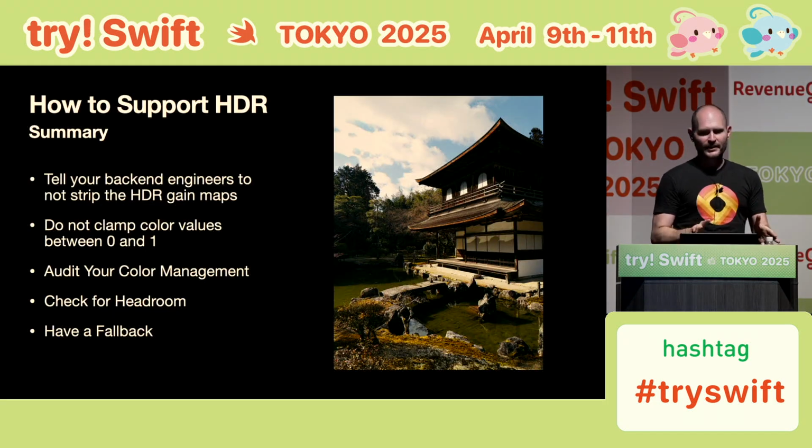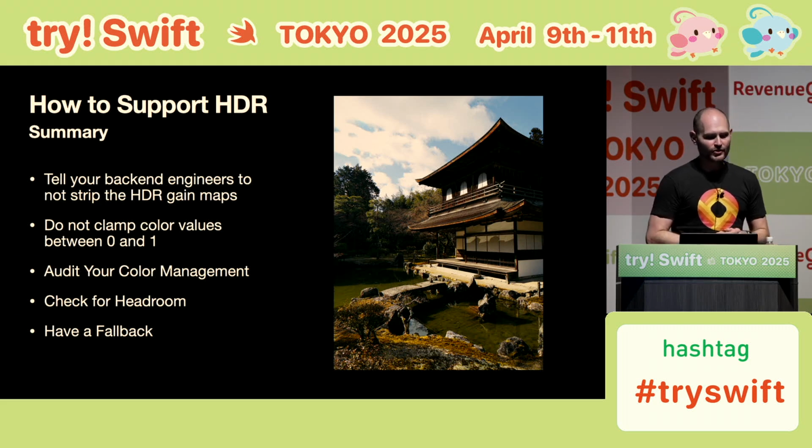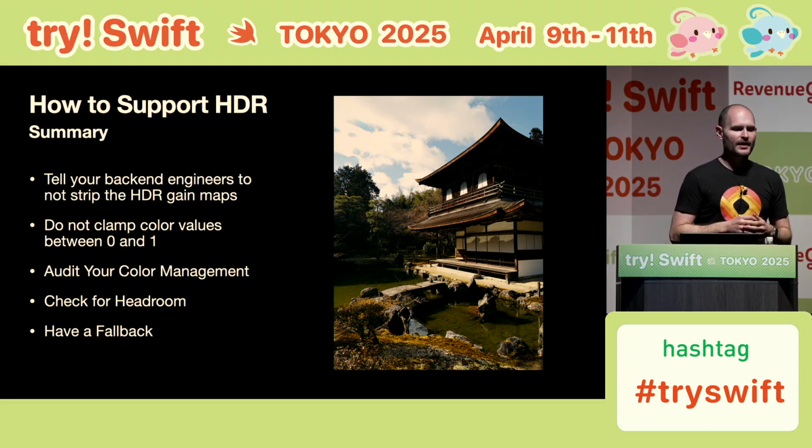And finally, to summarize, you're going to want to have difficult conversations with your back-end engineers about how to properly handle HDR gain maps. If you are currently clamping values between 0 and 1, you're going to want to cut that out unless you want to turn off HDR. You'll want to audit your color management and check for headroom, and always have an appropriate fallback.